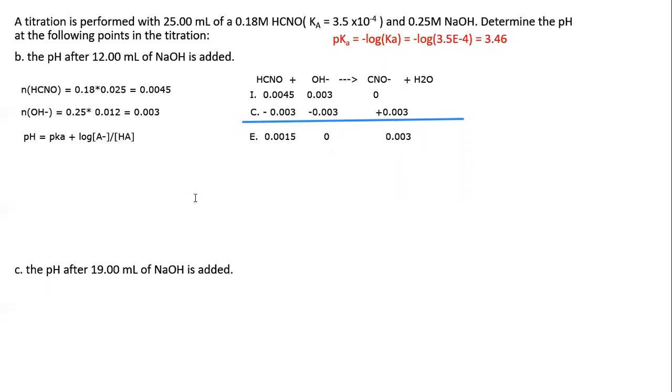So these are the moles of weak acid and moles of weak base that remain once we have added the 12 milliliters of sodium hydroxide. And so now we need to determine the total volume, which is going to be 25 plus 12. And we can find the concentration of weak acid and weak base.